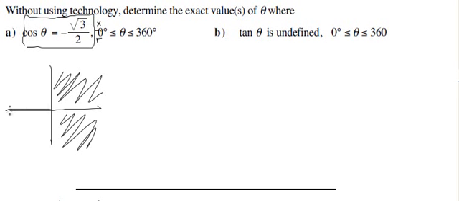So we could be talking about a triangle like this with a minus root 3 and a 2 in it. Or we could be talking about a triangle in this other quadrant, again with an x of minus root 3 and a hypotenuse of 2.